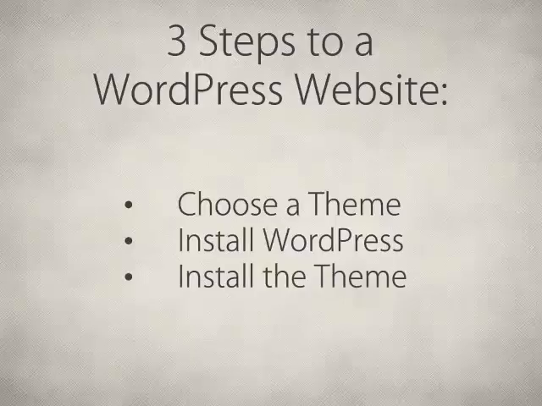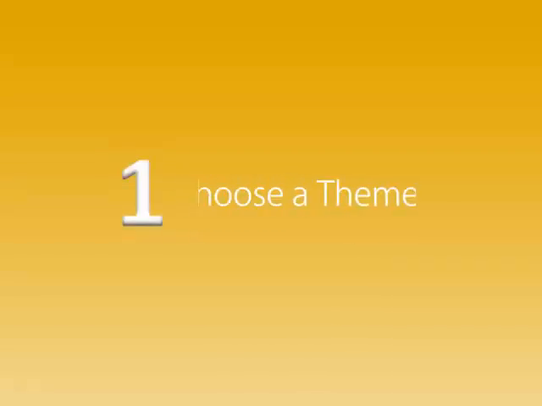Step number 1 is to choose the right theme. The next step is to install WordPress, and the last step is to install the particular theme that you want to use. So choosing a theme is step number 1, or choosing a design that someone has already made that's going to accomplish what you want to accomplish on your website or blog.